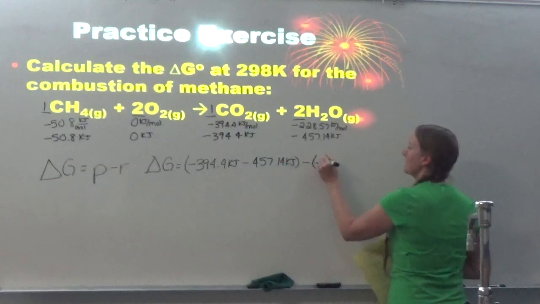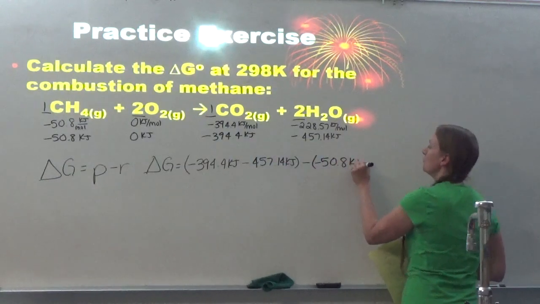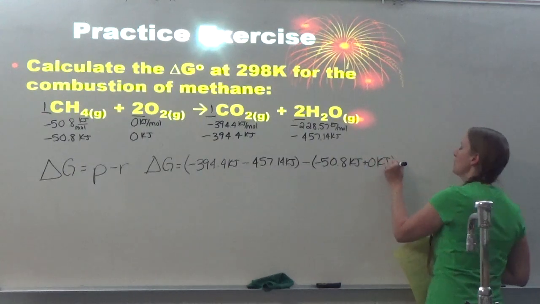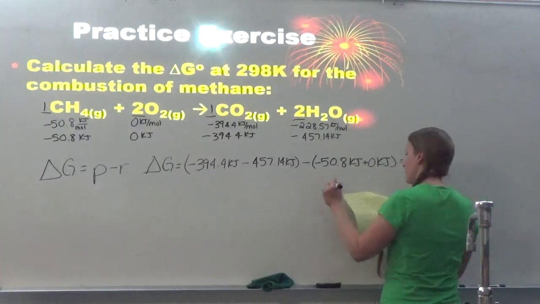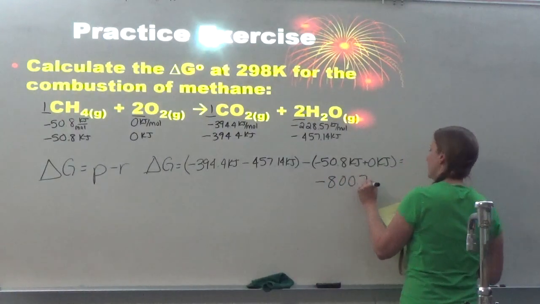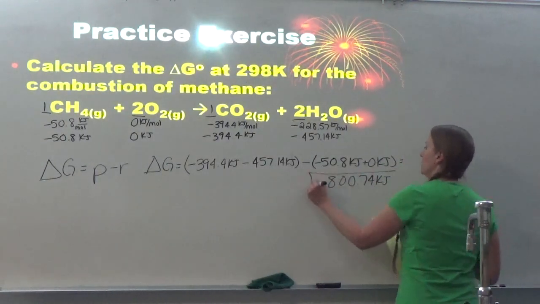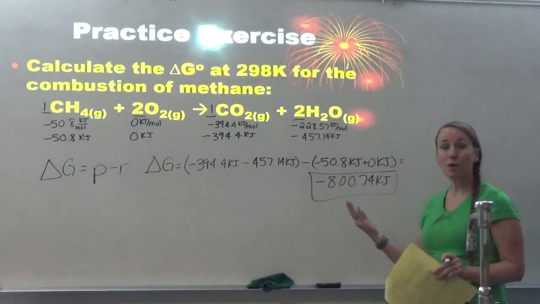All right, minus my reactants, so minus 50.8 kilojoules plus, of course, 0 kilojoules. But if you left off the 0, it doesn't matter. And so, hopefully, you got the same answer. I got negative 800.74 kilojoules, just like that. All right, so hopefully you got that right.